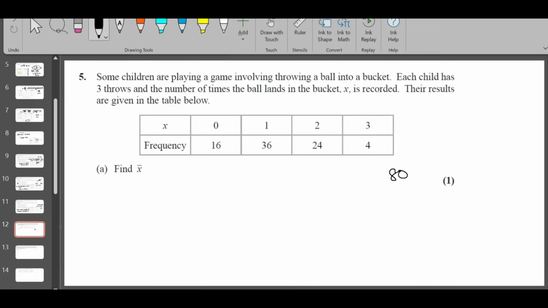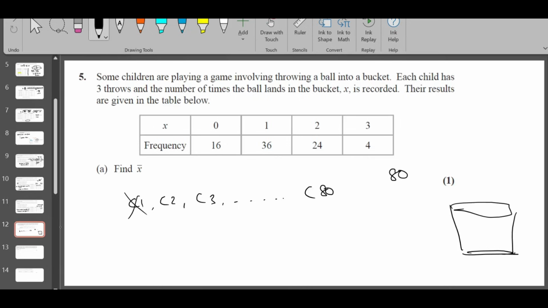Each child has 3 throws. You need to understand what they mean by X equals 0 having frequency 16. I'm going to call them child 1, child 2, child 3, etc., up to child 80. Each child has 3 throws actually. So 16 of them did not put the ball into the bucket. They used all their 3 throws. Maybe this child has not managed to put the ball in the bucket, maybe another one, C4, C5. So 16 of them did not manage to put the ball in the bucket at all.